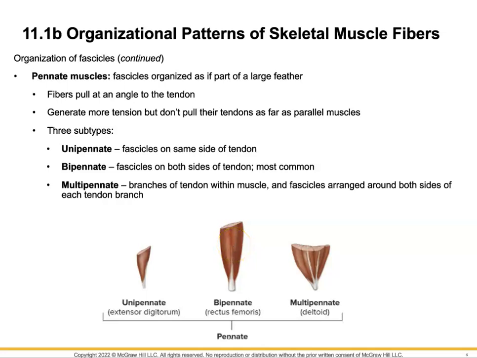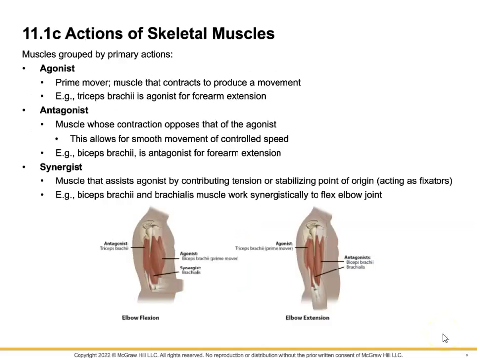And then the multipinnate is what we have with the deltoid. So we have branches of the tendon within the muscle. Here you can see two of those branches on the anterior surface. And those fascicles are arranged around each side of each branch of that tendon. So multiple feathers, multipinnate. We also group muscles by their actions.